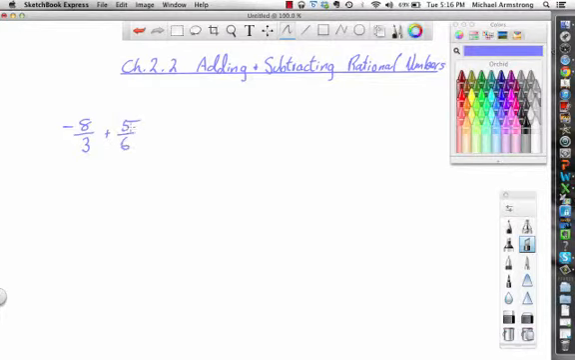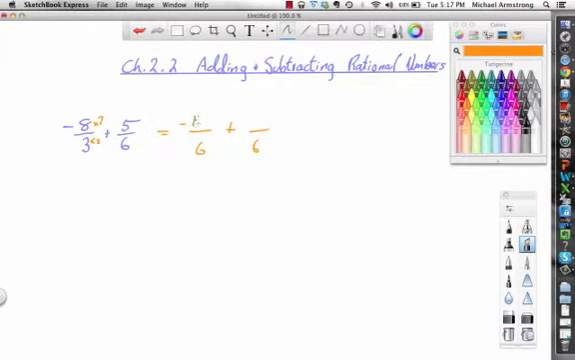Okay, so these are just fractions. The problem is we have a different denominator, so we'll have to fix that. Change that so that instead of thirds and sixths, we have sixths and sixths. If I want to change thirds to sixths, I want to multiply by 2, and I want to multiply the numerator and the denominator by 2. It's kind of like multiplying by 1.